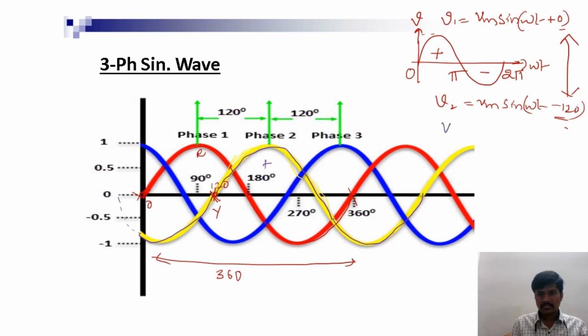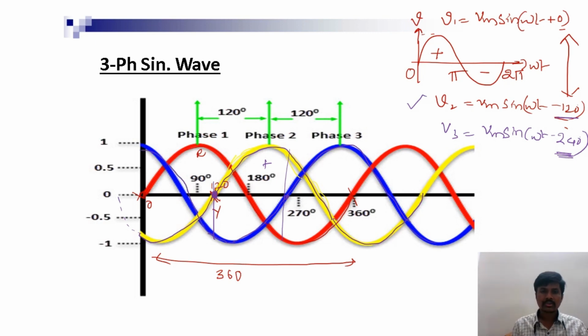So the next expression is V3. V3 is equal to Vm sine of omega t minus 240 degrees. So the second voltage source started at 120 degrees at this point, and the other voltage source is going to start at 240 degrees. That means this is the point where the other voltage source is going to start. From this point the blue color wave is going to start, so it is also going to make 120 degrees. Let us complete the cycle on the left side as well as the right side.